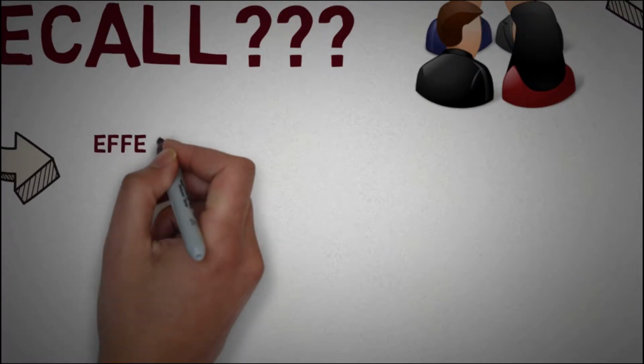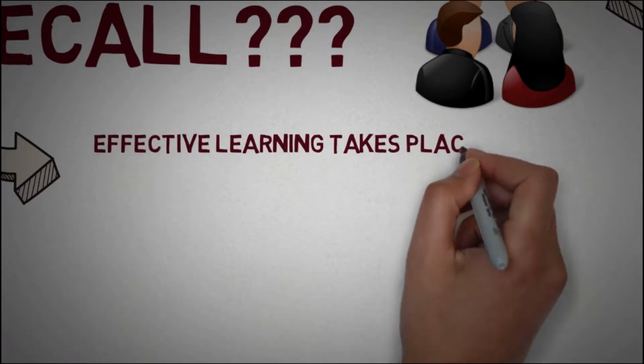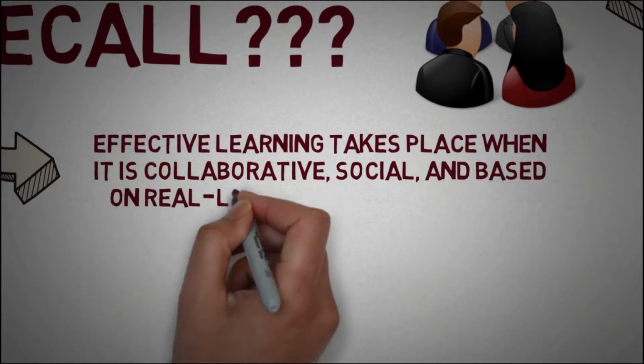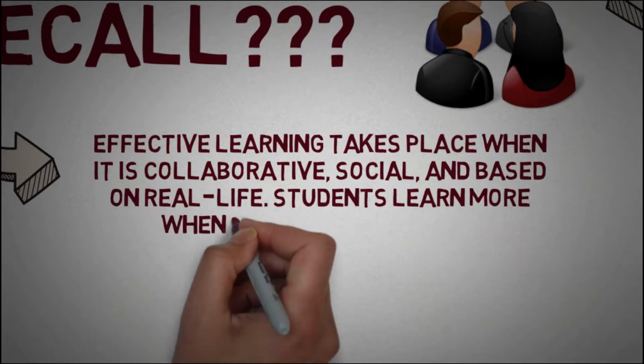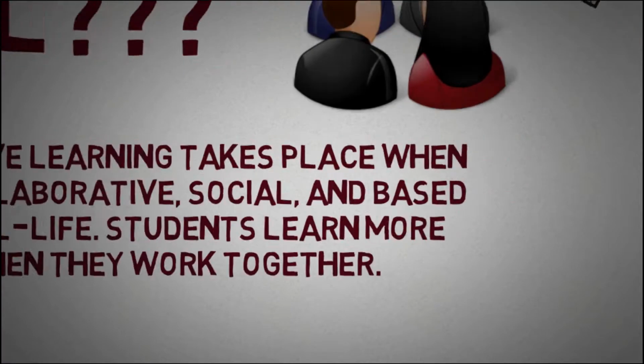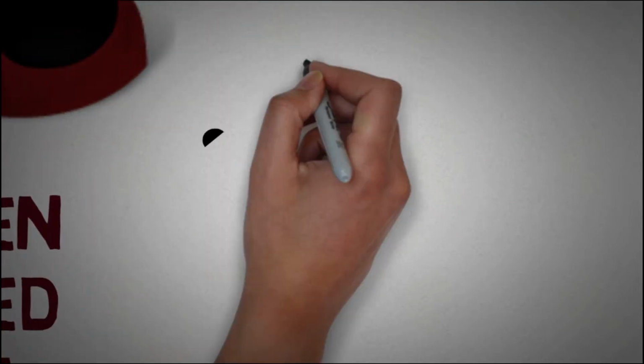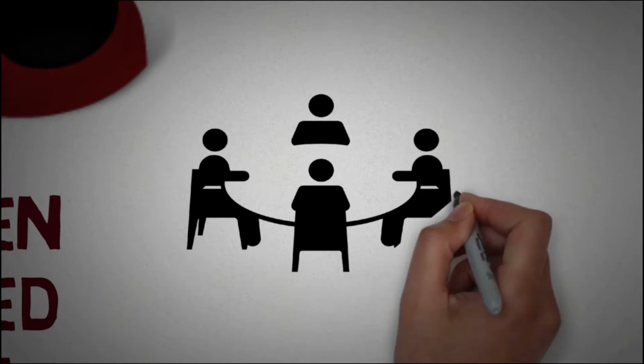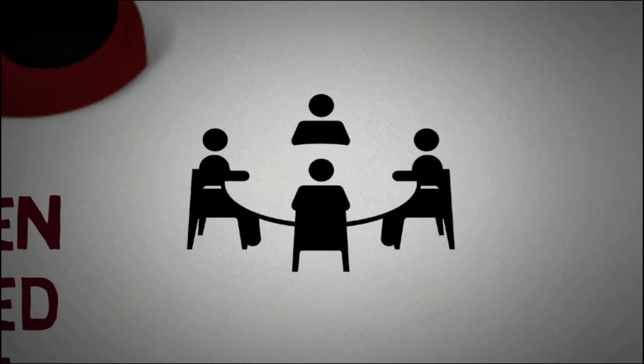I remember that effective learning takes place when it is collaborative, social, and based on real life. Students learn more when they work together, so I could probably create a few group assignments where students tackle a real-life scenario. That sounds great. How will you go about implementing these 2 principles?